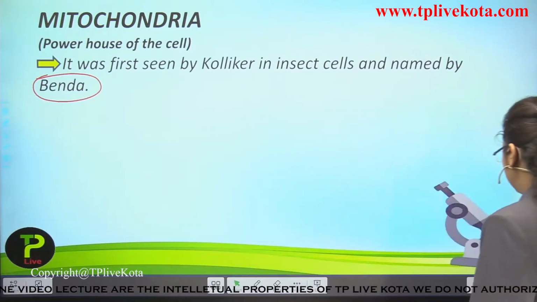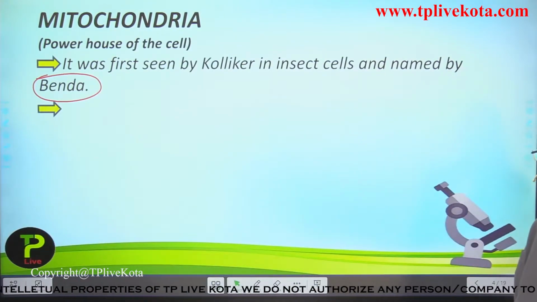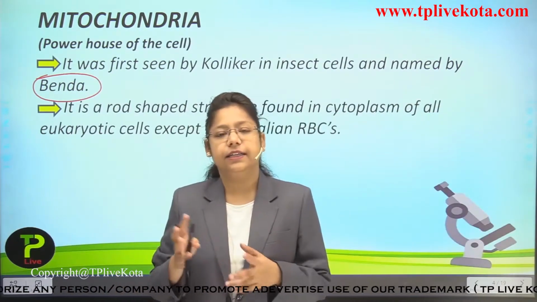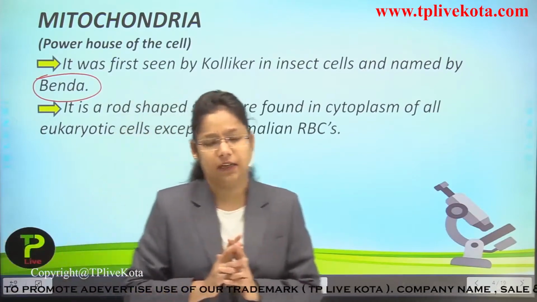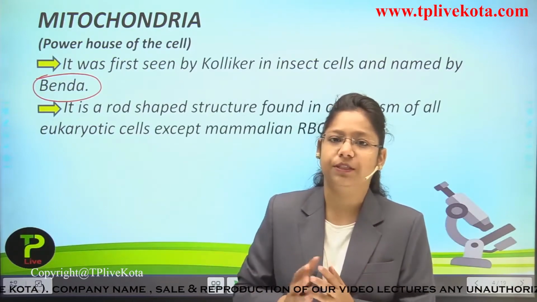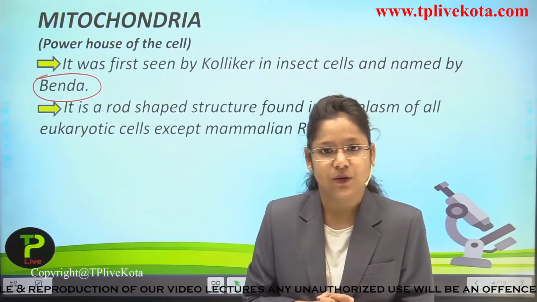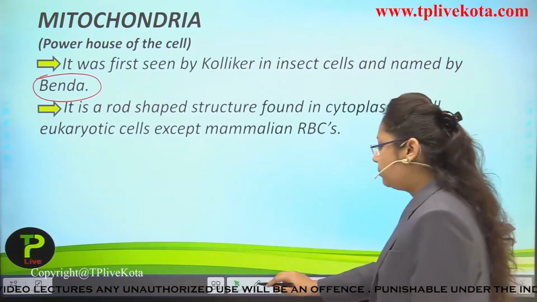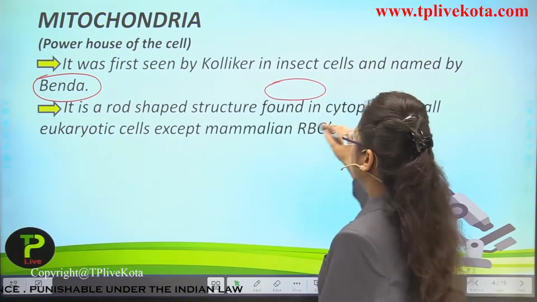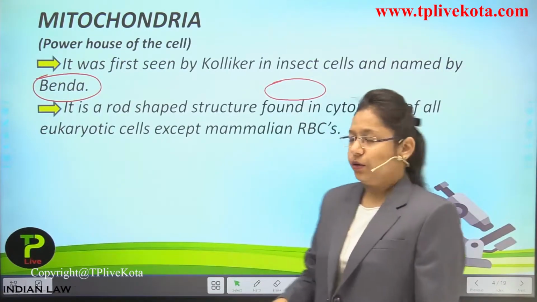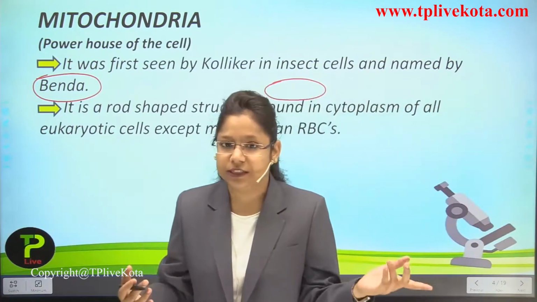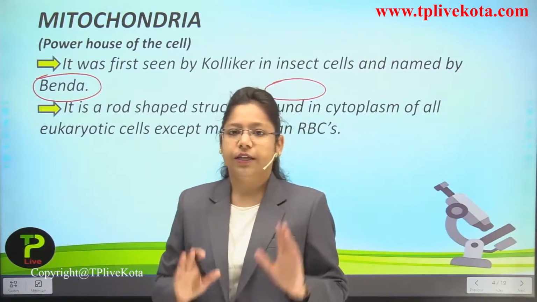Okay, now the second point about mitochondria is that it is a rod shaped structure and it is found in the cytoplasm of all living cells. Now, what is a rod-shaped structure? Rod-shaped over here represents the oval shape in which the mitochondria is present. Okay, the shape of the mitochondria is like this, or you can flatten it more. It is an elliptical shape. You can say it is elliptical, oval, or rod shaped.